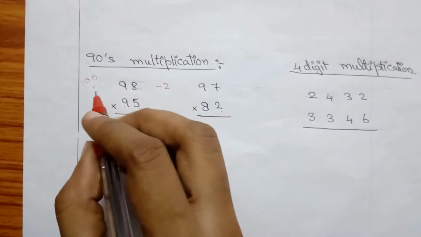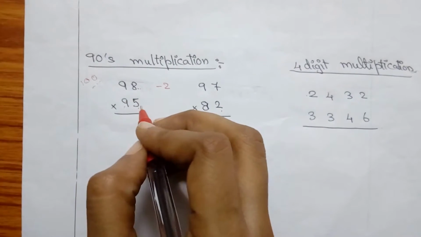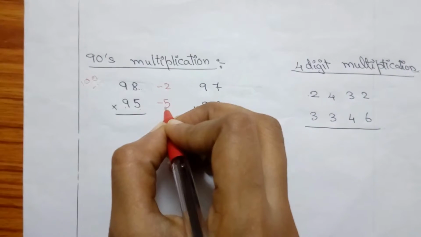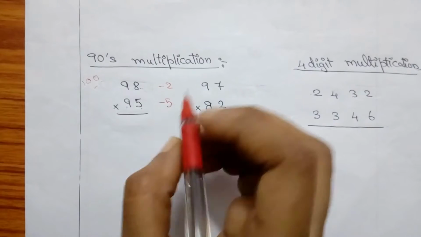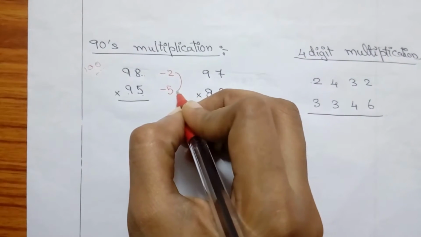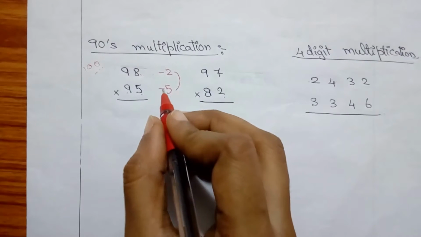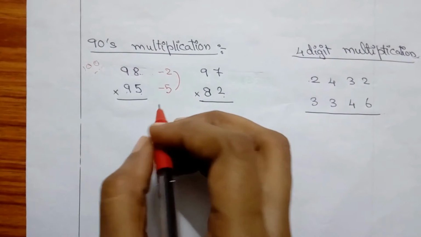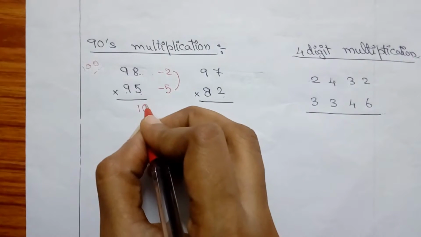So again, from 100, if you minus 5, you will get 95. So I will write minus 5 over here. Okay, so I'm going to multiply these 2 numbers first, which will give me minus into minus will give you plus, and 2 into 5 will give you 10, which I'm going to write over here.